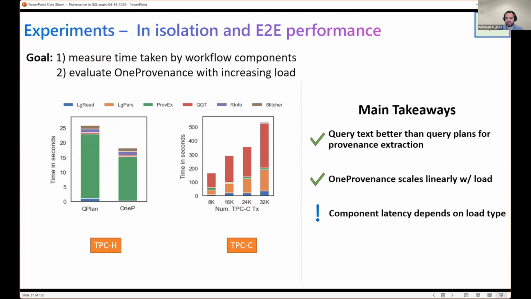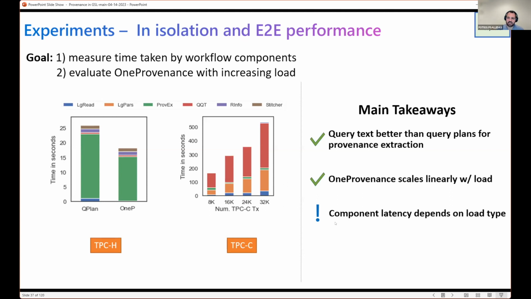The second takeaway is that OneProvenance is able to scale linearly with respect to load. So for instance, here you can see in the right chart, while we're increasing the number of TPCC transactions, OneProvenance is able to scale linearly with respect to this load.